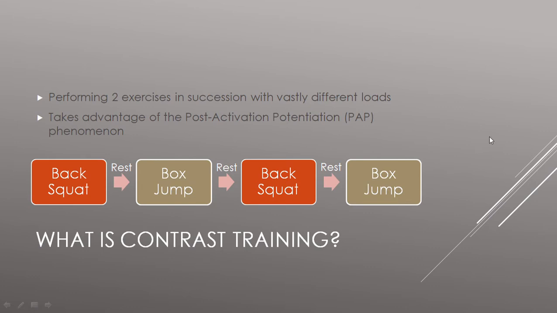So contrast training is essentially when we perform two exercises in succession that have contrasting or very different loads. So one really heavy and then one really light. And this takes advantage of the post-activation potentiation effect, which we'll cover in a second. So essentially we have an exercise like a back squat, and then we have a rest period and then a box jump, then a rest, back squat, rest. So it's almost like a superset, but there is rest in between each set.